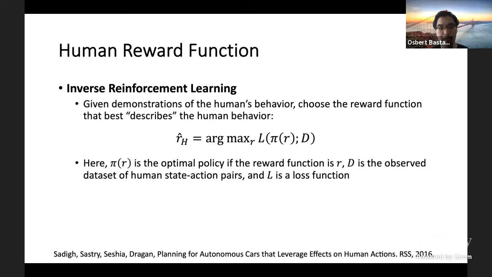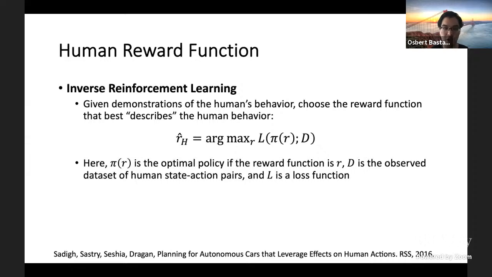And I'm just going to stay at a very high level. The idea behind inverse reinforcement learning is to try and select a reward function R, which best describes the given data. So here, D is the data set of human demonstrations. So we just have the human play the game a bunch of times and we observe what their actions are. Pi of R is the optimal policy for a candidate reward function R. And L is a loss function that compares the state action pairs generated using policy pi with the data set, the human demonstration data set D.